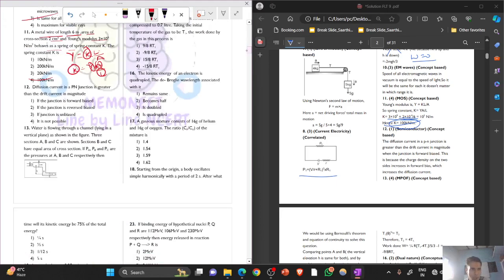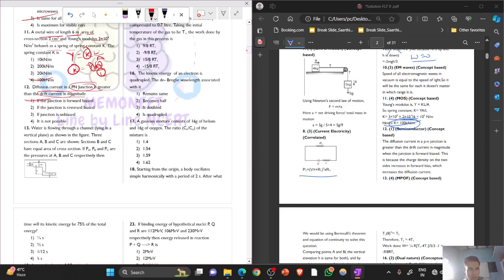Now moving ahead. A diffusion current in a PN junction is greater than the drift current in magnitude. It is asking about diffusion current. The diffusion current is greater than the drift current in the case of forward bias. In the case of forward bias, the amount of charges that diffuse is greater than the drift current.